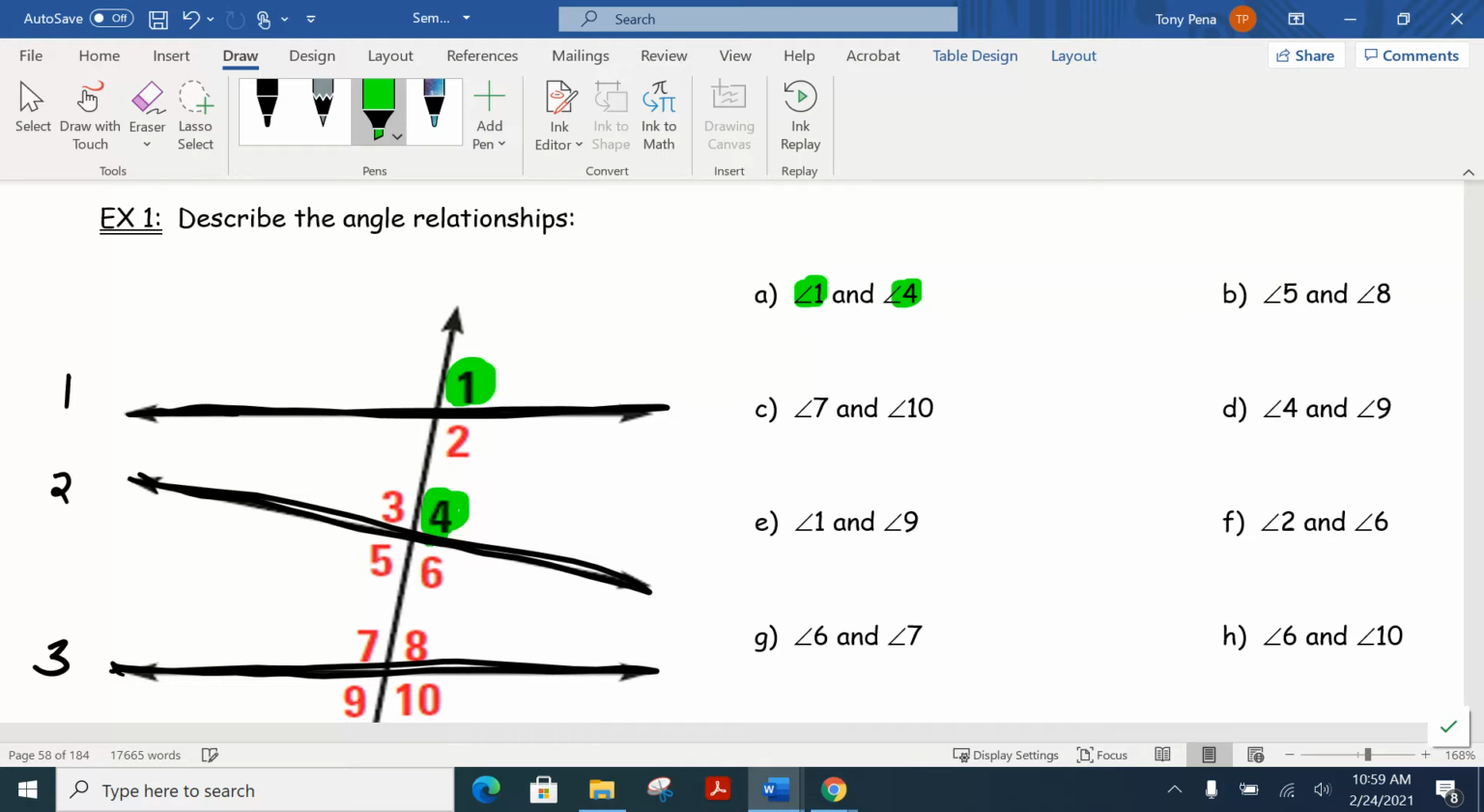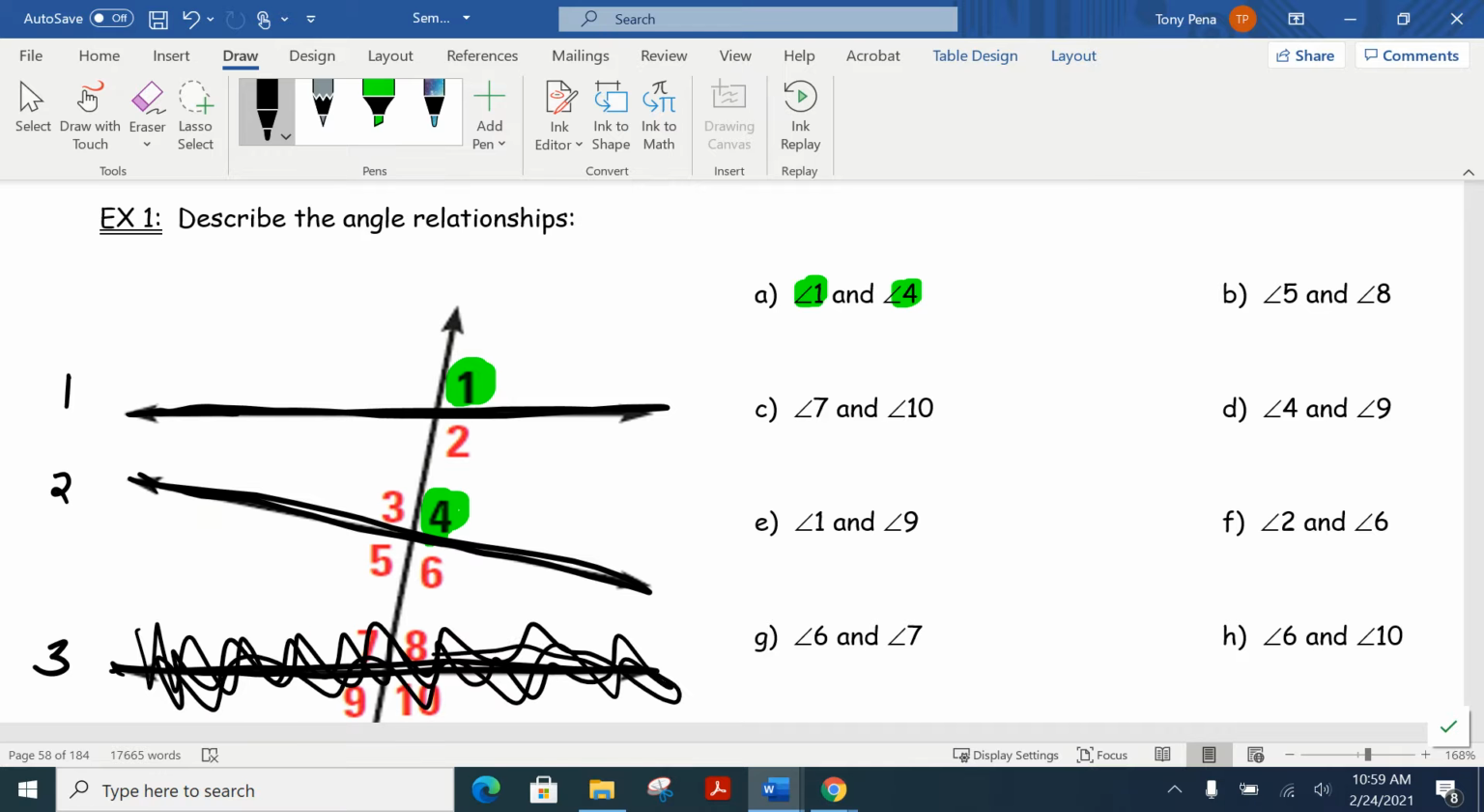While we have 3 different lines, notice how angle 1 is formed by line 1. Angle 4 is formed using line 2. So in this problem, we can kind of ignore line 3. Our 2 angles that we're concerned about have nothing to do with line 3. It's the one that we just talked about.